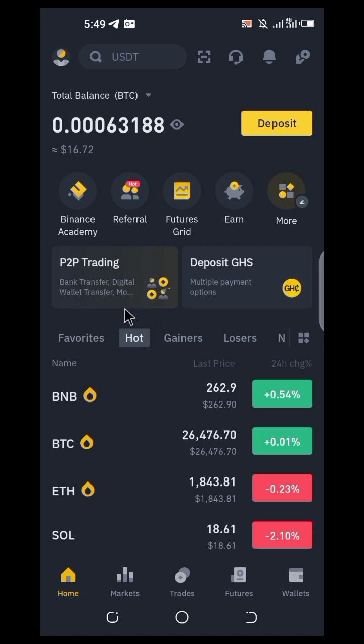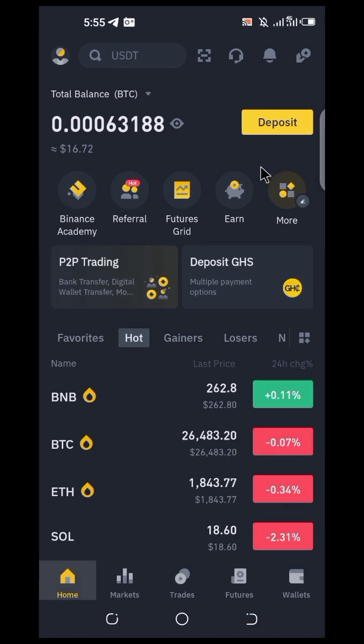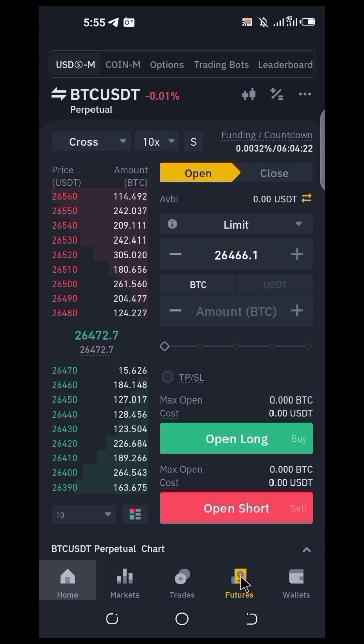So once you have successfully logged into your Binance account on the mobile app, on the dashboard, to be able to access the Binance Futures platform, look below where we have the home button, the market, and trades. The next icon is the futures. Click on futures, and it will take you to the Binance Futures platform. Now if you are doing this for the first time, Binance will ask you to open a futures account, so make sure you follow the steps to open your Binance Futures account.